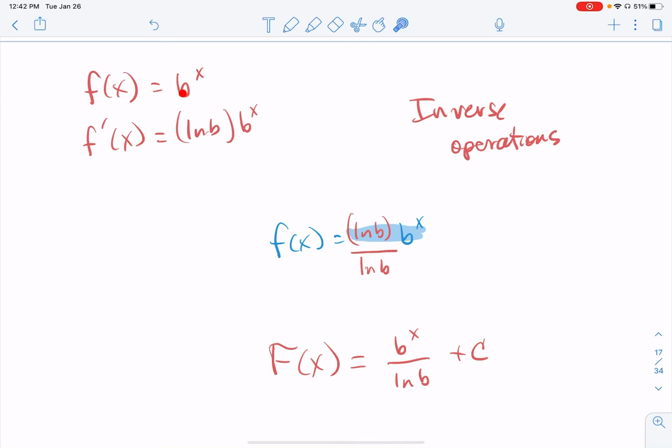When I take the derivative of b to the x, I'm going to multiply it by the natural log of b. When I take the antiderivative, instead of multiplying by the natural log of b, I'm going to divide by the natural log of b. Again, think of it as inverse operations. Here you have to multiply, and there you have to divide.